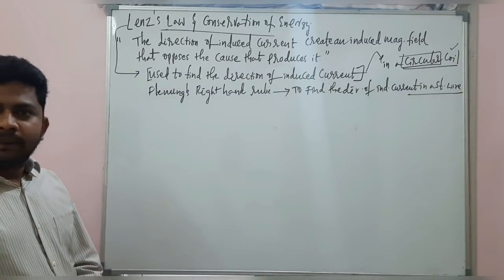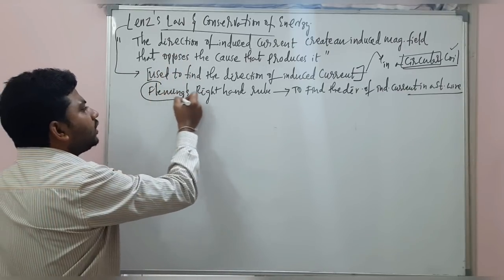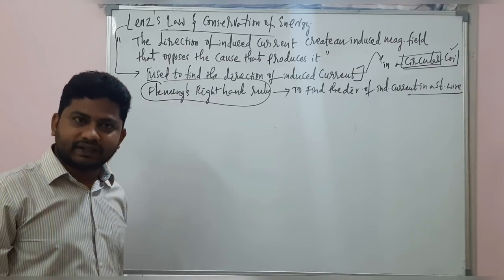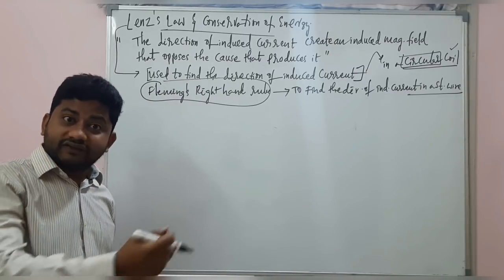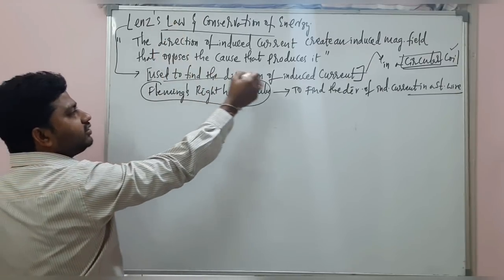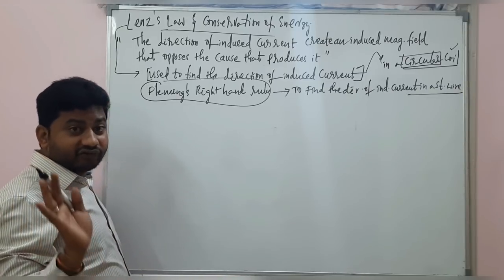Alright. Now the topic is Lenz law. Fleming's right hand rule is not our topic, and that will be discussed at the end of the chapter, mostly after this Lenz law. What is Lenz law? Why is it used? We have not yet started, right? Why the Lenz law?